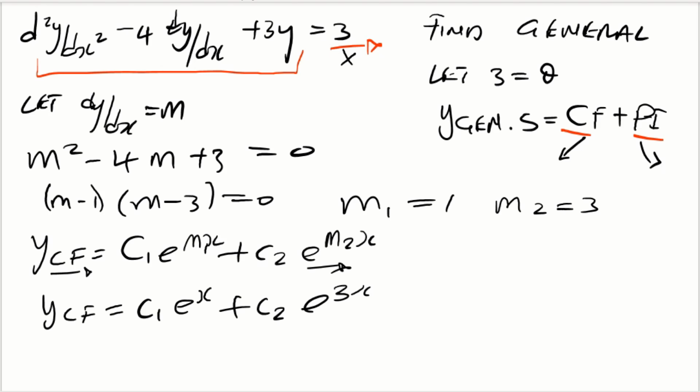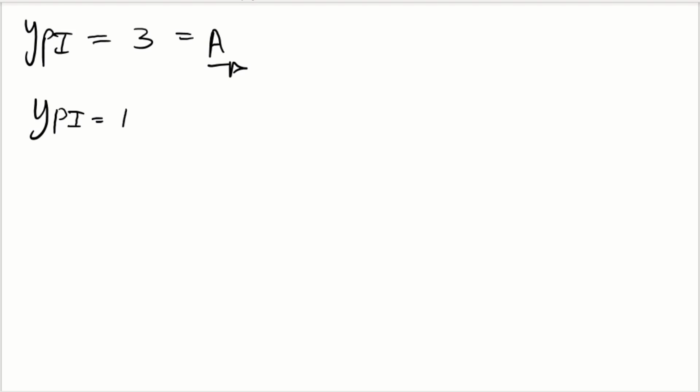Remember from the previous examples, your equation was equated to 0 there, so you stop there. But just because it's equated to a number or a function here, you have to go ahead and find your PI. So to find your PI, you say y PI equals a, because it was equated to 3. Instead of writing 3, you write a. This a represents a constant. You remove that 3.